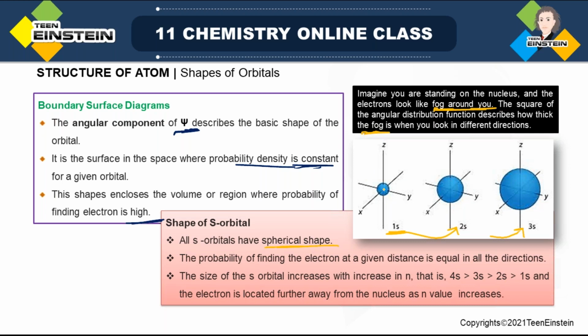Suppose it is 1s, this is the nucleus and the electron is here. For 2s, now the electron is far from it. For 3s, it is again further. So in this way, the distance of the electron will increase. The size of this spherical shape will increase, but it is always spherical. The size of s orbitals increases with increase in n. So this is the order, and the electron is located farther away from the nucleus as the principal quantum number increases.